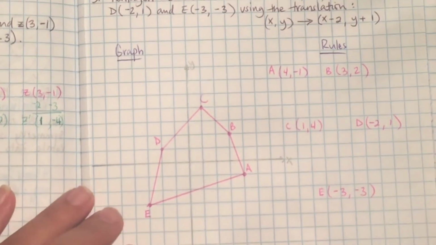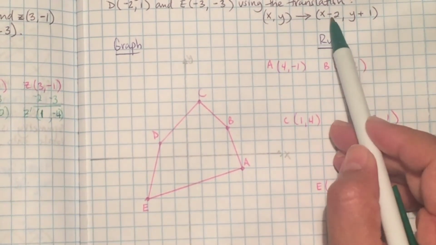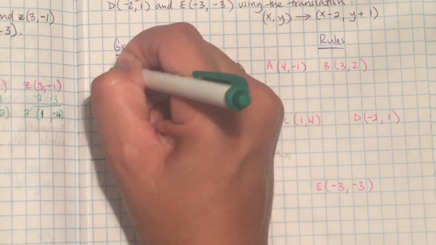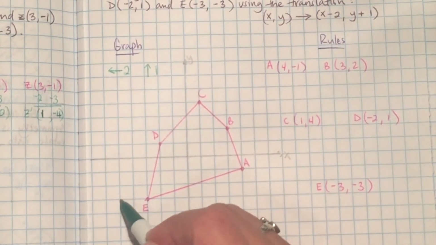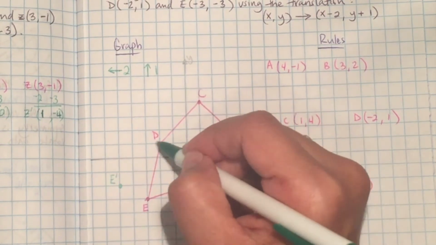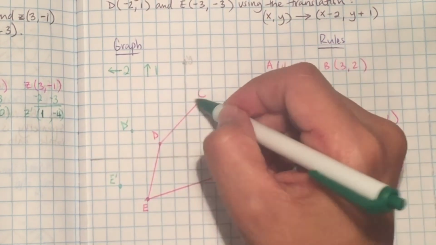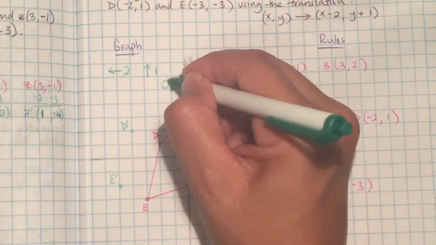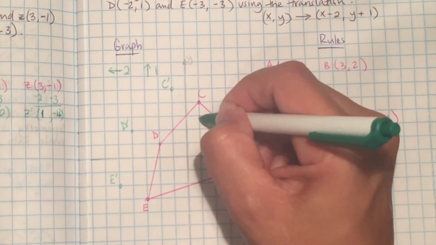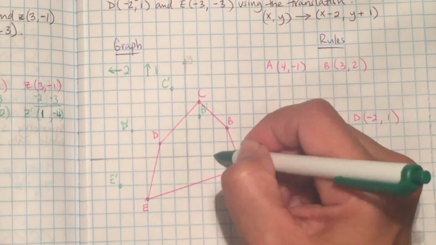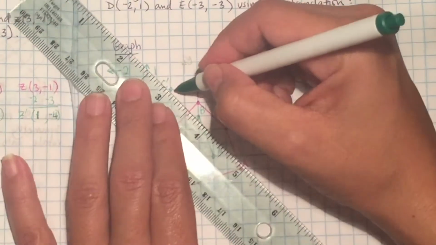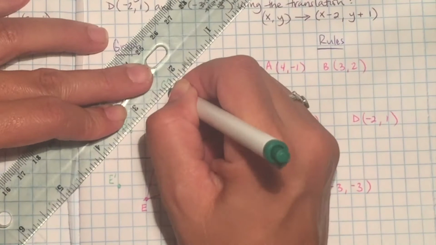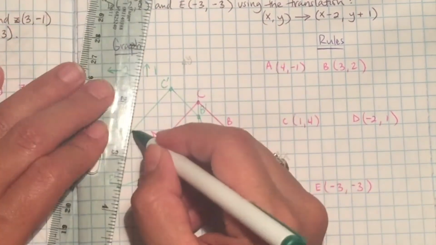Alright, and what are we doing? So it says x negative 2, so that means move to the left 2, and then y plus 1, which means up 1. So each point left 2, up 1. 1, 2, 1. Right, those are your new coordinates. So that's your image. So green is image, pink is pre-image.